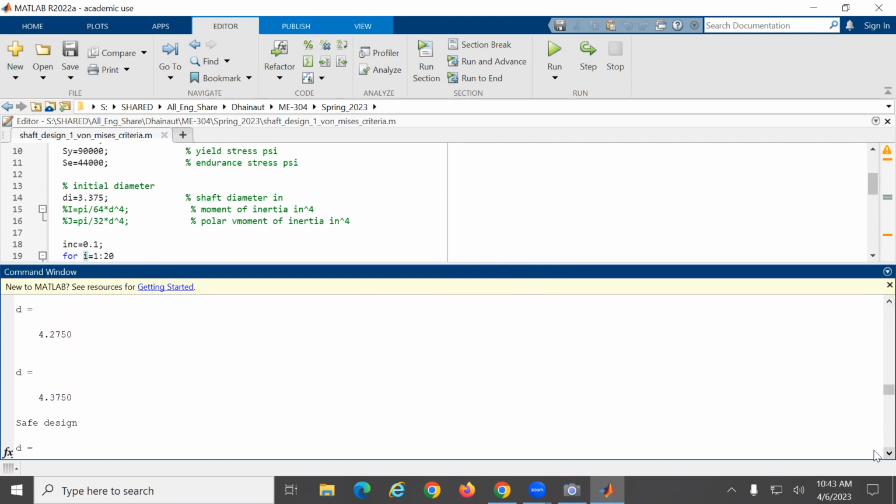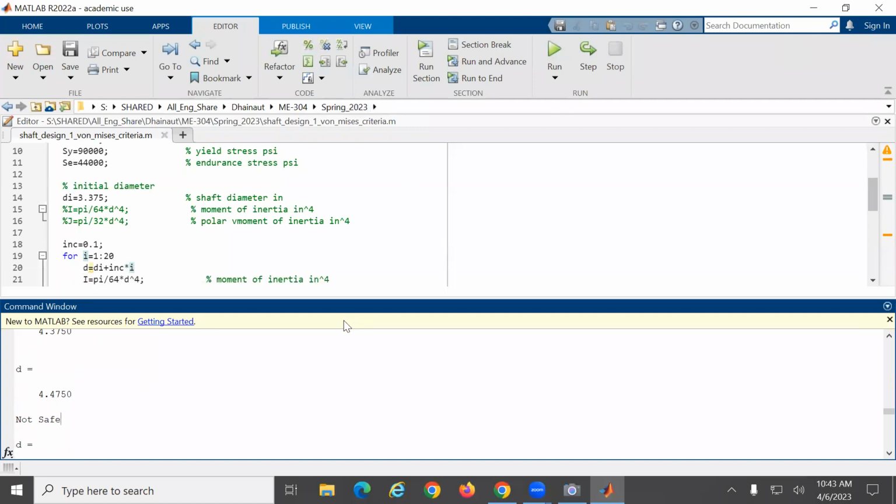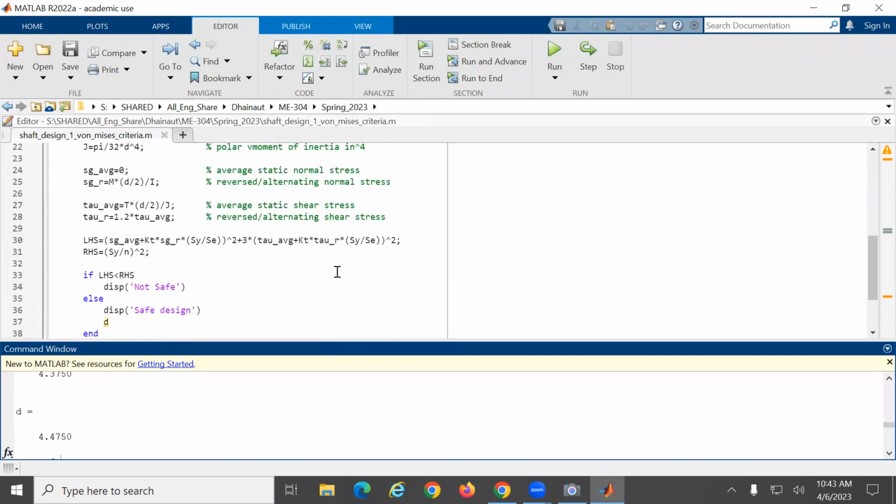That doesn't make sense. That doesn't make sense. How do we have the boundary statement wrong? Like if it's safe or not safe, maybe we flipped them. Let's see what do we do here.